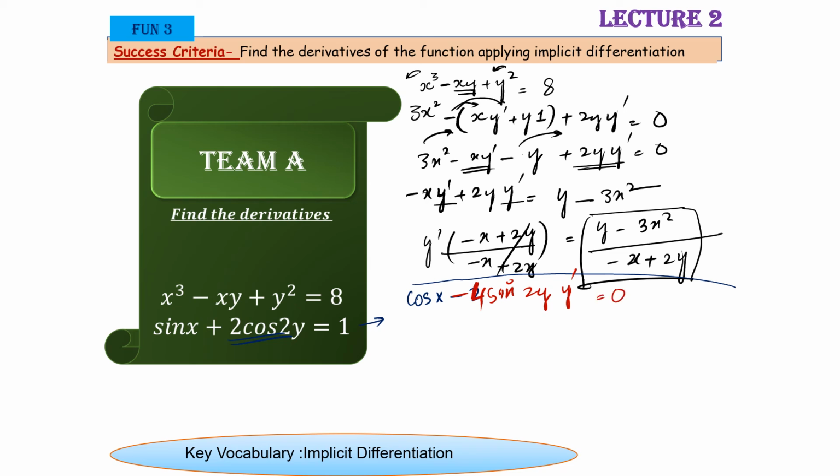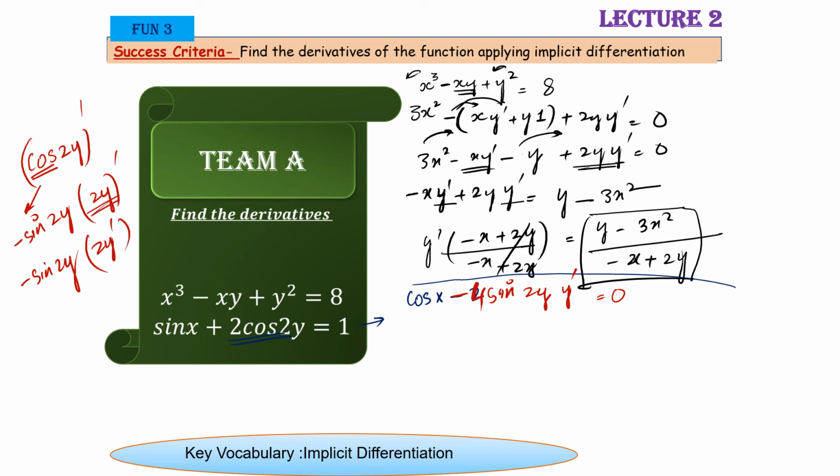Again, those who do not understand that cosine 2y is going to be with the chain rule: cosine changes into negative sine. Write the angle one time as it is. Then take the derivative of an angle one time. So we will get negative sine 2y as it is, and derivative of 2y is 2y prime. Since there was already the negative 2 written, that's why we just put 2 times 2 gives you 4. Now negative 4 sine 2y y prime, bring it on the other side.